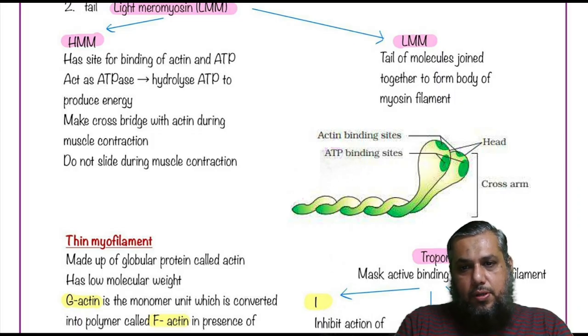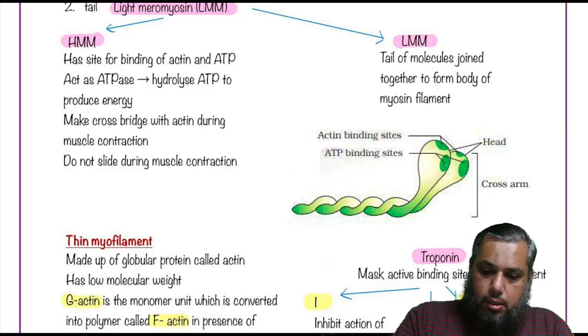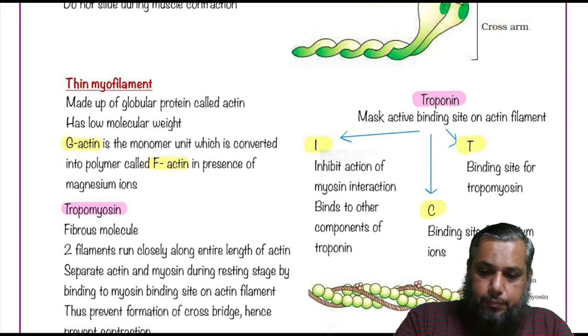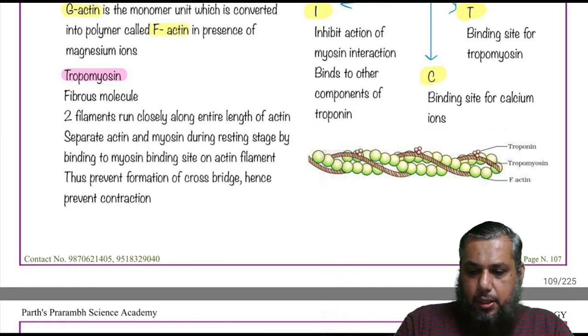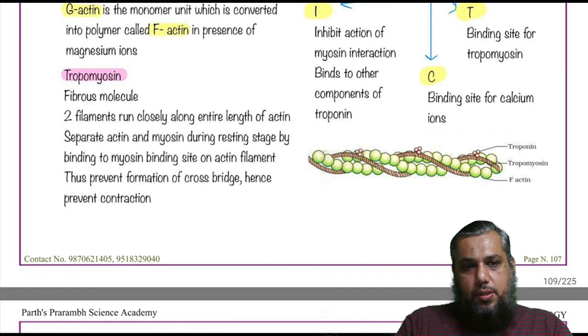The head shows the presence of an ATP binding site. It shows the presence of actin binding sites, and it shows the presence of an ATPase activity where the head can hydrolyze ATP and it will cause the release of energy. That is about your thick myofilament. And now we discuss the thin myofilament. The thin myofilament is made up of three components here: actin, troponin, and tropomyosin.